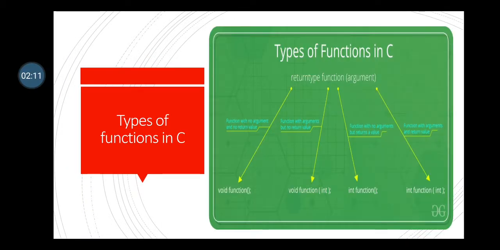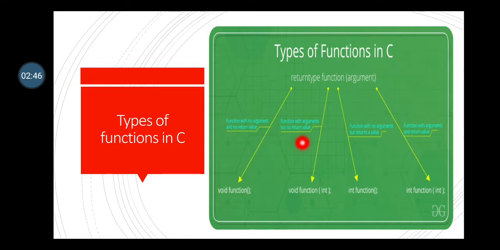Now types of functions in C. First is function with no argument and no return value. When we say the very first type is a function with no argument and no return type, that means the return type will be void, and no arguments means the parenthesis will be blank, there will be nothing inside the parenthesis. So void function in this manner is the example of first type, that is a function with no argument and no return type.